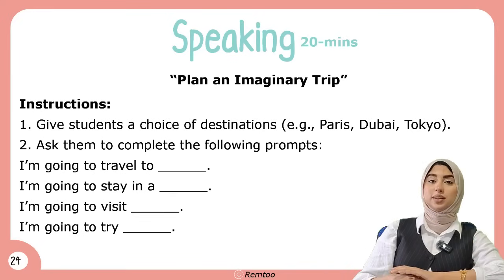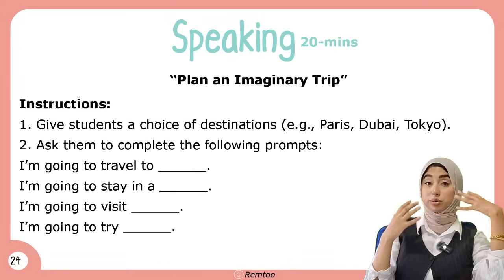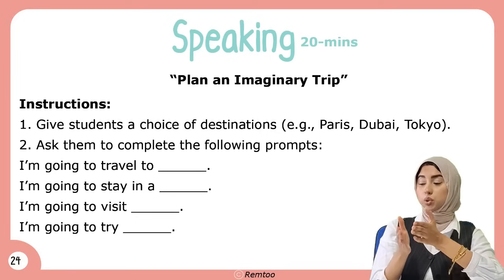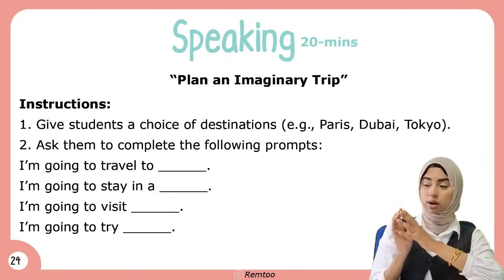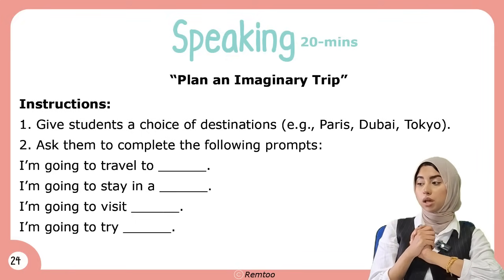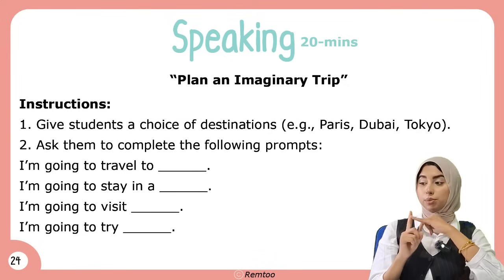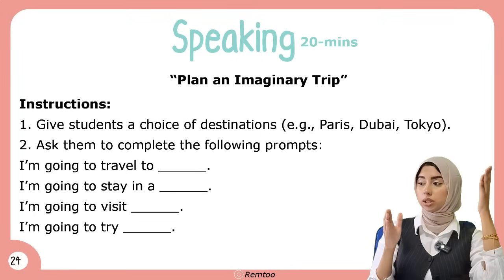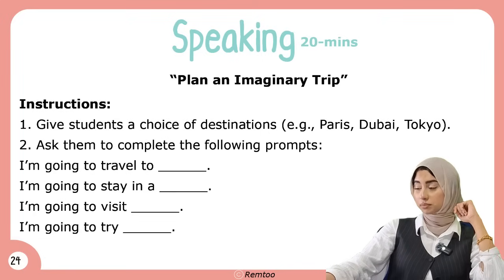Okay, so here in the speaking part, I just need you to plan an imaginary trip, like use your imagination, okay? Yes, so first thing, I need you to choose your destination, the place you're traveling to, like Paris, Dubai, Turkey, Tokyo, whatever, okay? Second thing, I need you to complete the following. I am going to travel to, I am going to stay in a, I am going to visit, I'm going to try, okay? You have to describe your imaginary trip with details, of course, using the grammar and the vocab.